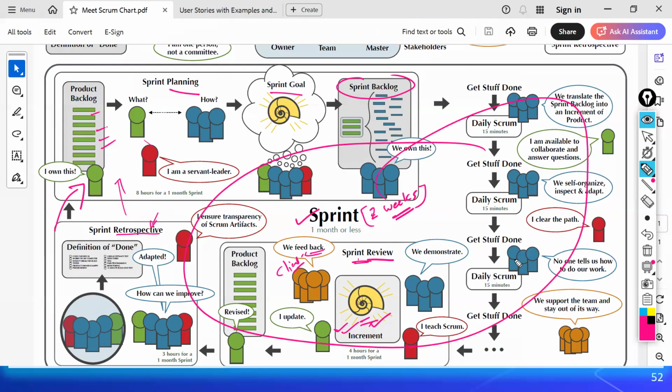That is how it is. This is how it will go in the Agile. We'll see all of this in Jira as well. Before we do that, do we have any questions so far?